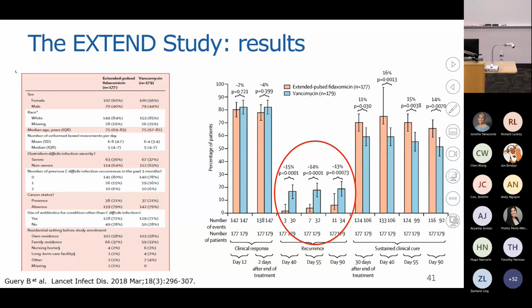So if you want to use fidaxomicin the better way, even though that's not the way it's indicated here in America, you should use it twice a day, as in the EXTEND study, for 5 days. I typically do that until the diarrhea is much better, which is usually 3 or 4 days, and then you can use the rest of the pills. It's not more costly because you're using the exact same number of pills, but using them in a much better way.